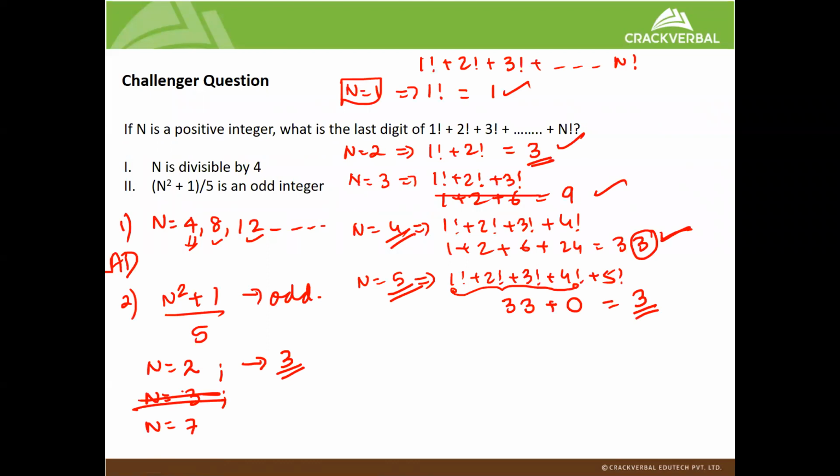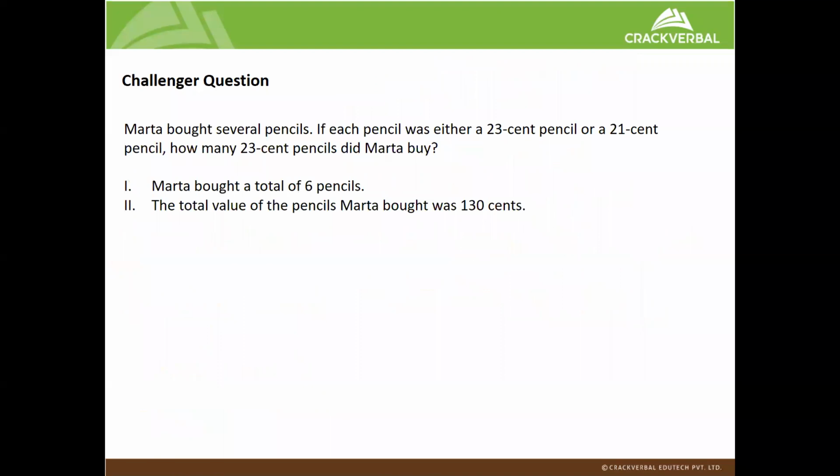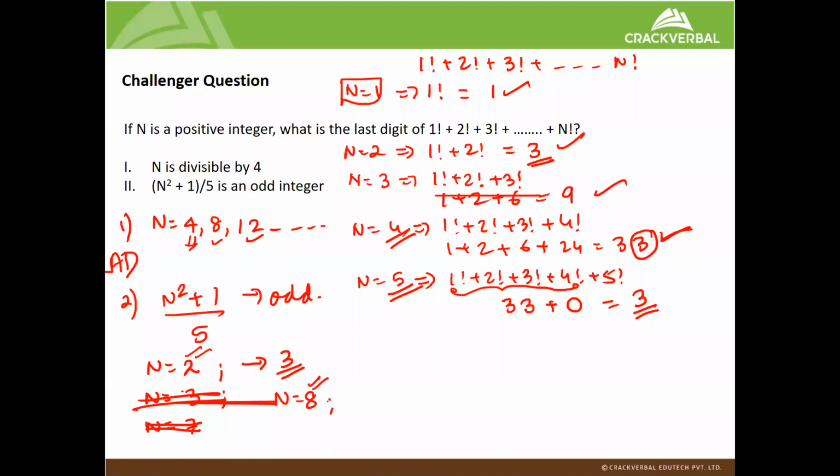Think about it. 7 square is 49. 49 plus 1 is 50. 50 by 5 is 10. Is 10 an odd number or even number? Perfect. So I can't use n is equal to 7. So somebody said n is equal to 8. 8 is absolutely fine. So you'll realize that the values I can only use are n is equal to 2 and n is equal to 8, right?